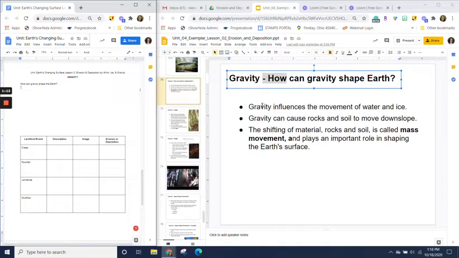So take a moment and copy these three bullet points down into your notes: how can gravity shape the Earth? We're going to look at several landforms or events that happen because of gravity. You're going to write a description of that landform or event, attempt to draw a picture or image for it, and then note whether it is erosion or deposition. The first one that we're going to discuss is called creep.